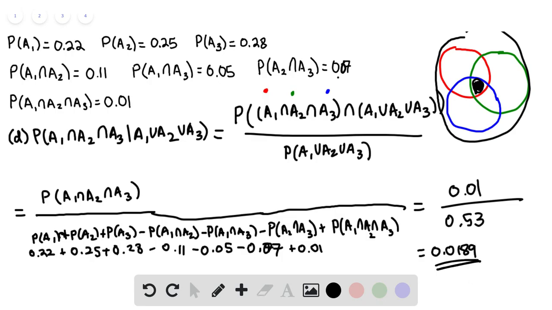Now, what does this mean in the context of the problem? Well, that means that given that this firm got awarded either projects 1, 2, or 3, there is a 1.89% chance that it got awarded all 3 projects, projects 1 and 2 and 3. And there you have it.